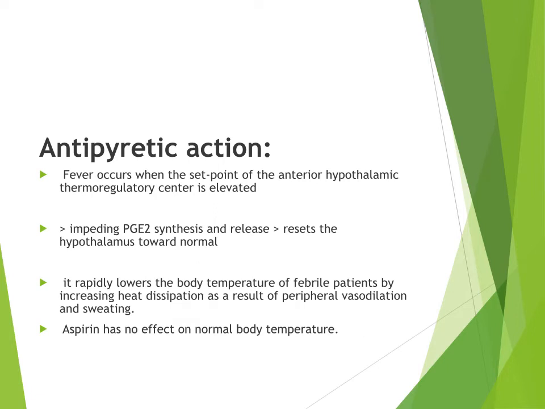To explain a little bit further on the antipyretic action, remember that fever occurs when the set point of the anterior hypothalamus thermoregulatory center gets elevated. Now, when we stop or inhibit the prostaglandin synthesis and release, we can cause resetting of this thermoregulatory center back to normal. So, prostaglandin E2 aids in resetting or elevating the thermoregulatory center point, and by inhibiting prostaglandin E2 synthesis, we have a resetting back to normal. So this drug actually rapidly lowers the body temperature in febrile patients, and they do not have effect on normal body temperature. So if you give these agents to a patient with fever, he will have a reduction in his fever, but if you give it to a normal patient, you will not decrease the temperature below normal.